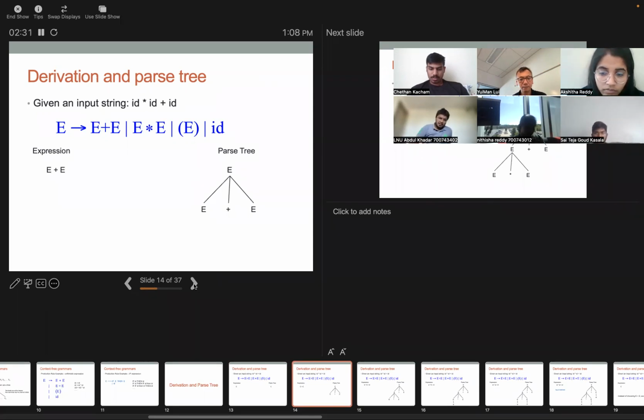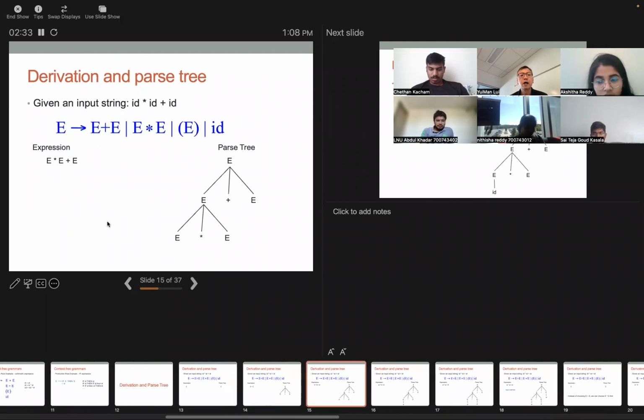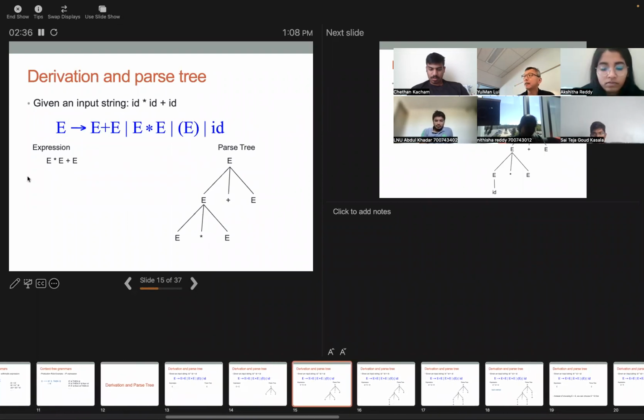So next, I am replacing the first E by E times E. So here you can see the first E is being replaced by E times E. Therefore, we have E times E plus E. Are we good? Clear?